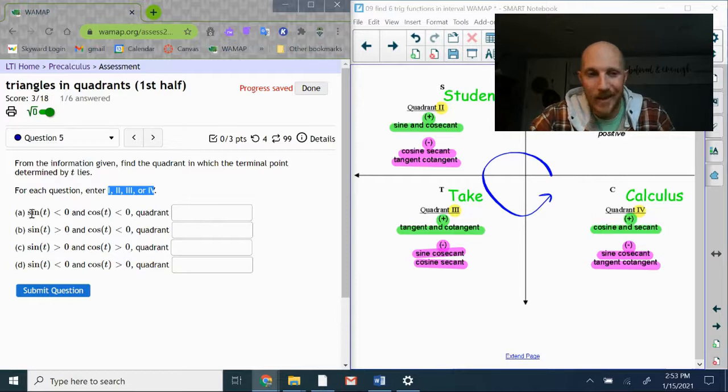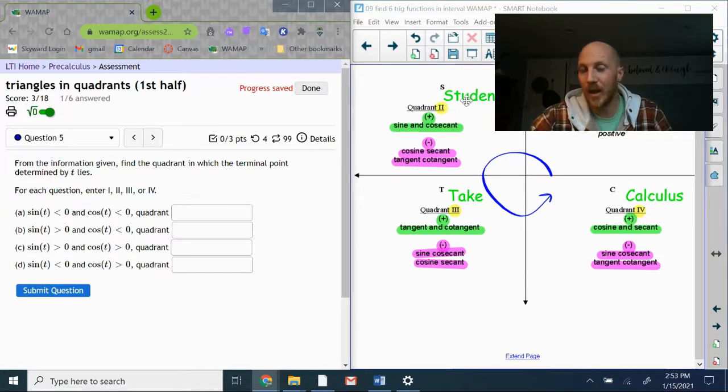So for part A, sine is less than 0. We think about inequalities. If it's less than 0, it's going to be negative, right? We don't actually care what number it is. All we need to know is it's negative. Sine is negative. And cosine is less than 0. All right, well, that's also negative. So where are we going to find both sine and cosine negative?